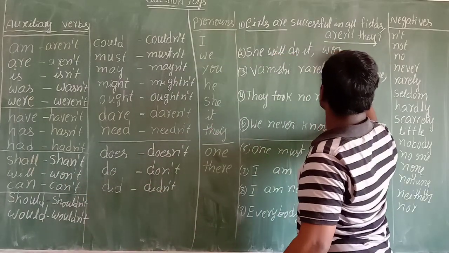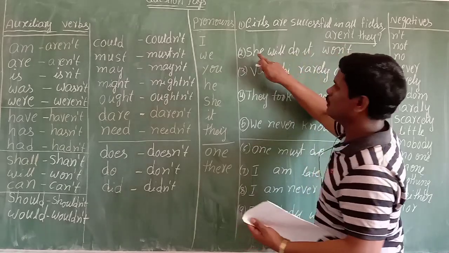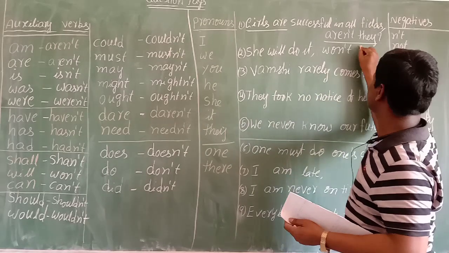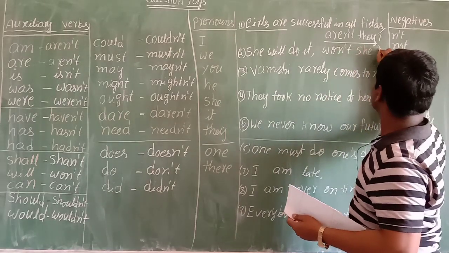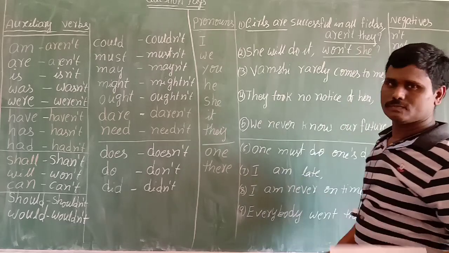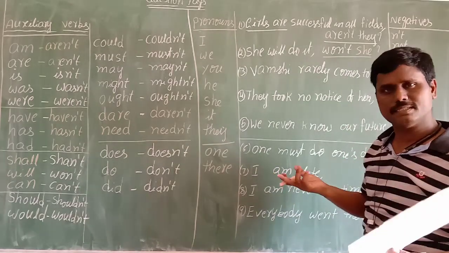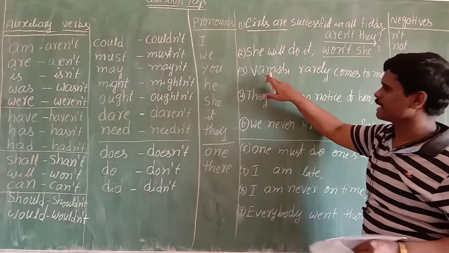So the answer is won't. What is the subject? The subject is a pronoun, so as it is we write. So the answer is won't she. I think it is very easy. Question tags in English, everything is easy. You can understand. Next, come to the second one.